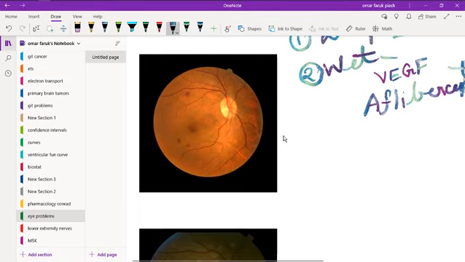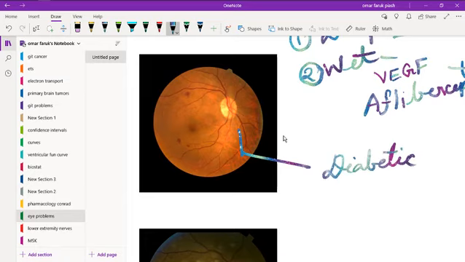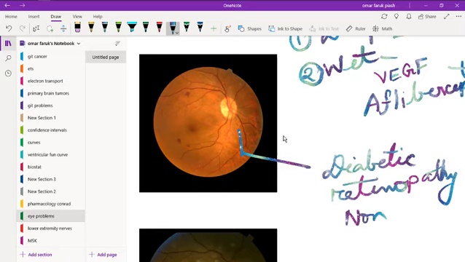this is the picture of diabetic retinopathy. We know that diabetic retinopathy happens in a patient who has a history of chronic diabetes, that means he has been suffering from diabetes for 15 to 16 years. It happens due to chronic hyperglycemia. These are of two types: one is non-proliferative, second one is proliferative.